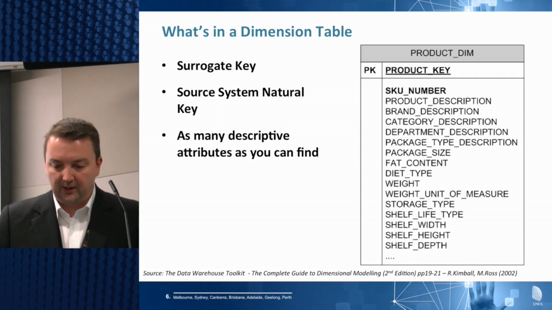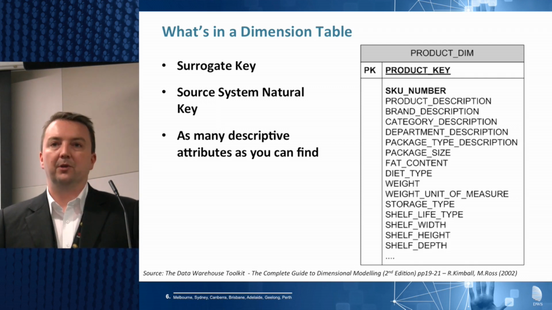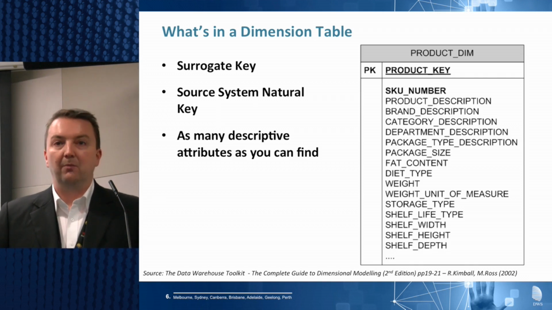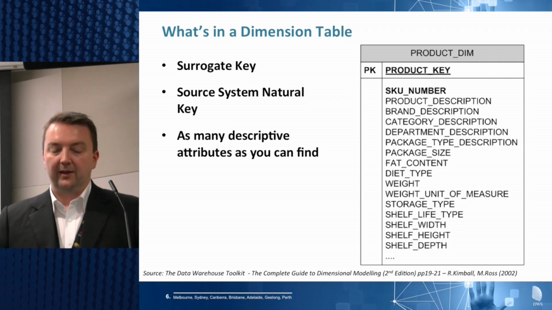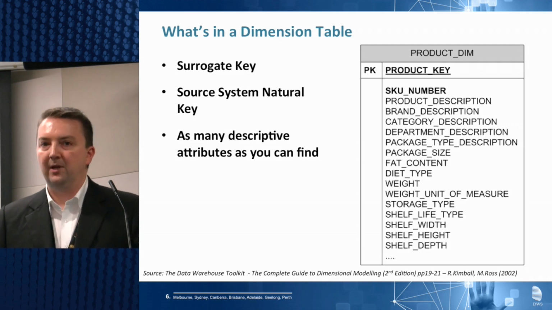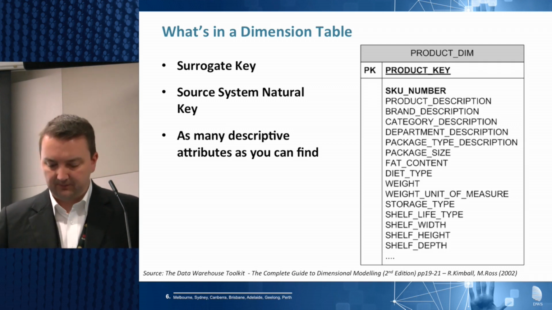All of the other attributes there on a dimension are descriptive attributes, the sorts of attributes that a data warehouse user might want to display on a report or on analysis. That includes all of our hierarchical attributes that we can use to drill down and roll up all of our facts.